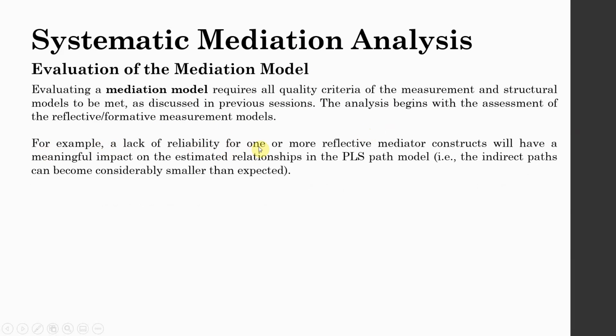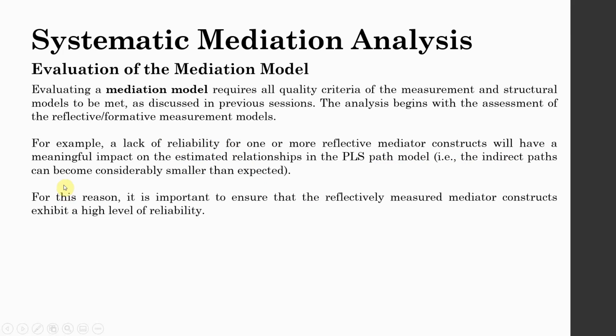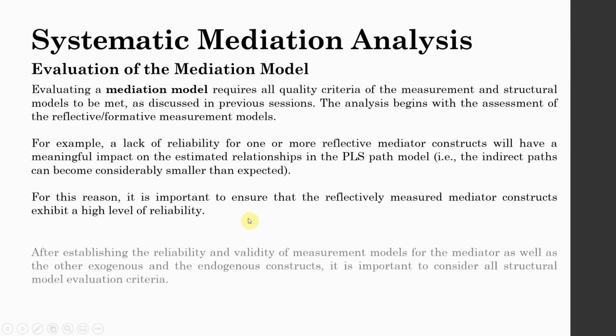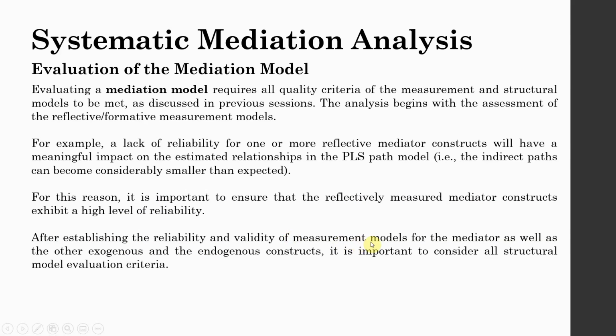For example, a lack of reliability for one or more reflective mediator constructs will have a meaningful impact on the estimated relationships in the PLS path model. That is, the indirect effects can be considerably smaller than expected if you do not check your constructs for reliability. For this reason, it is very important to ensure that the reflectively measured mediator constructs exhibit a high level of reliability. After establishing the reliability and validity of measurement models for the mediator as well as the other exogenous and endogenous constructs, it is now important to consider all structural model evaluation criteria that we did in previous sessions.